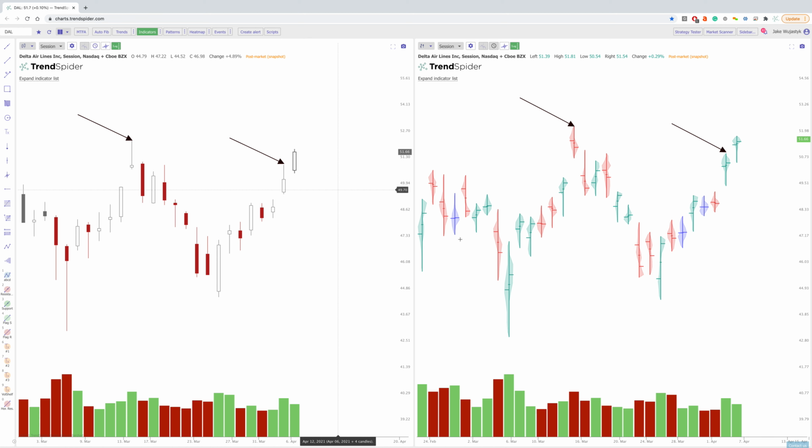TrendSpider to go over a prime example of using the candlestick chart on the left, the raindrop chart on the right. You can use the candlestick on the right, the raindrop on the left, it doesn't really matter as long as you have a split screen. And what we're really focusing on in this particular video is looking at the candlestick wicks.